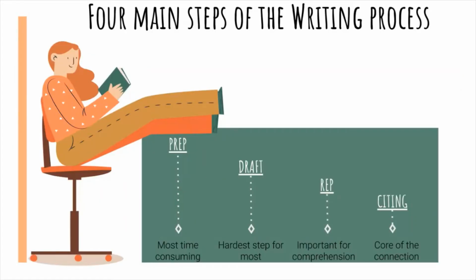Okay, there's basically four main steps of the writing process. It's prep, drafting, reps, and citing. Prepping, I'm going to go ahead and be straightforward, honest, and transparent with y'all.